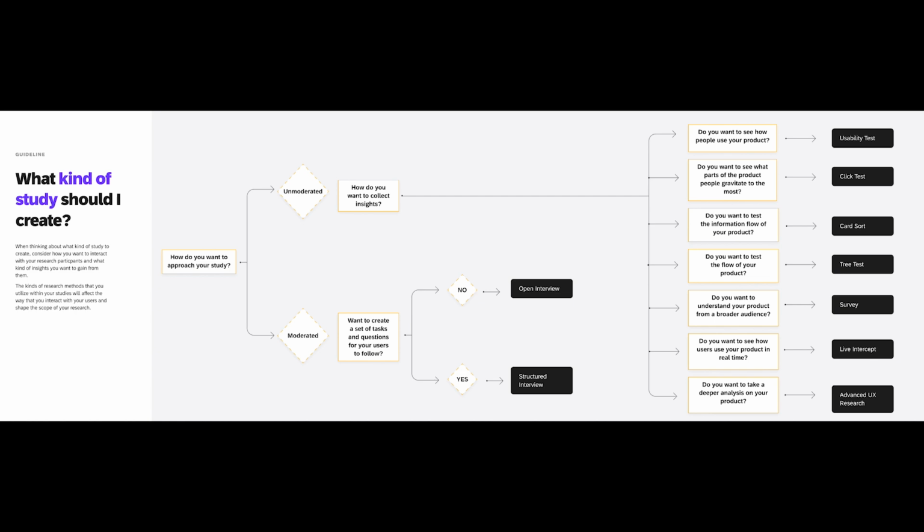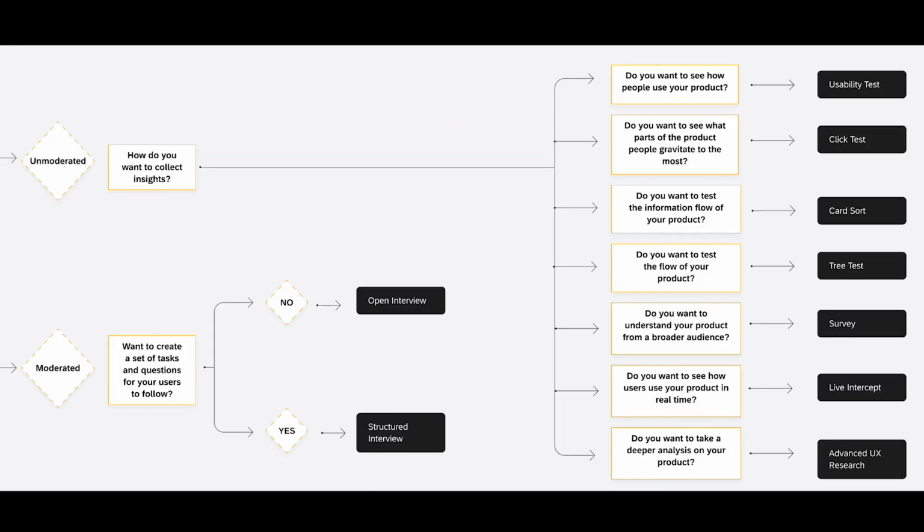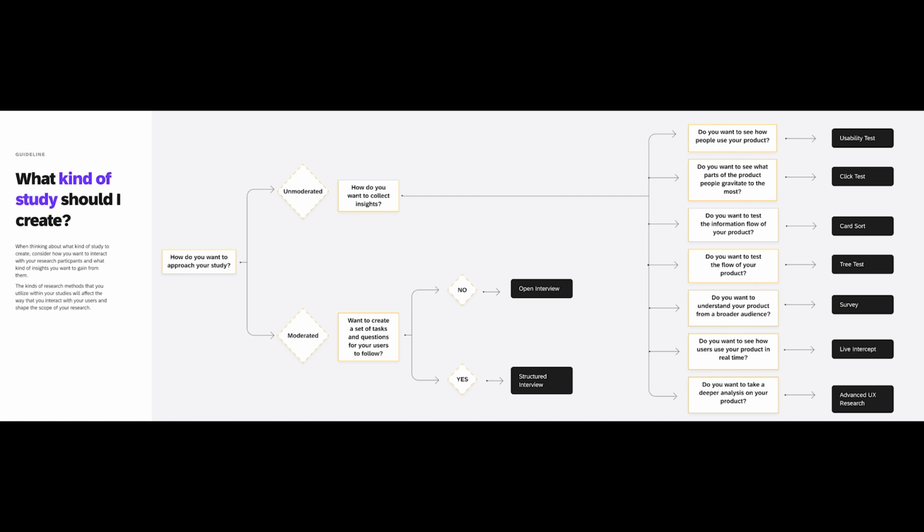I asked the same kind of question when first starting out with user research. Let's take a look at this chart. Here I've created a simple flow chart that can help you decide which study to create. Let's go through it together. How do you want to approach your study? I'd like to keep it unmoderated. How do you want to collect insights? I want to see how people use my product. Yes, then it's usability testing. Perfect. See, that was easy. Please feel free to use this chart to choose and create the right testing for your product.